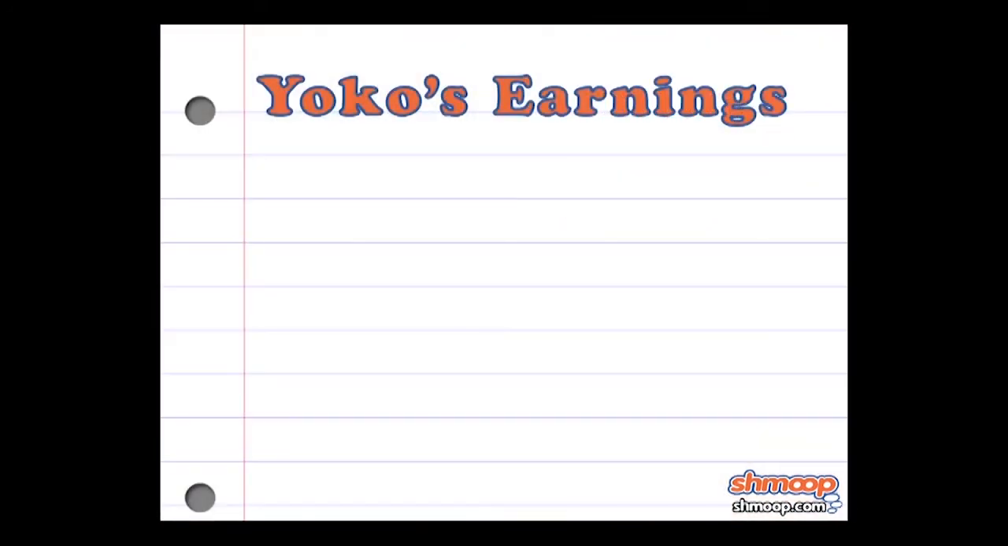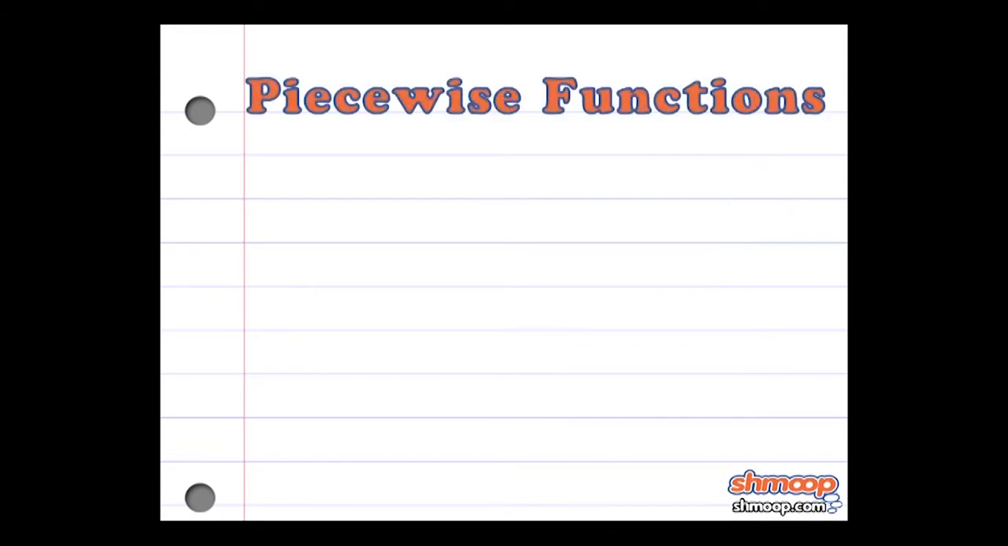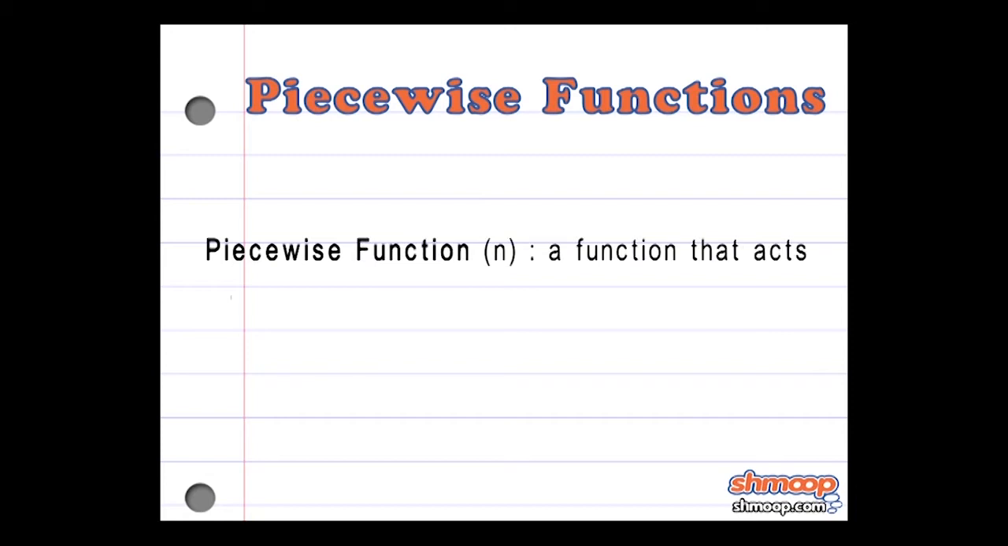Yoko's earnings can be represented by the equation g of m equals 5m, where m equals the number of hours since 12 p.m. How do we combine these two equations in one earnings chart? The answer lies in a piecewise function. A piecewise function is a function that acts differently on different pieces or parts of the function.